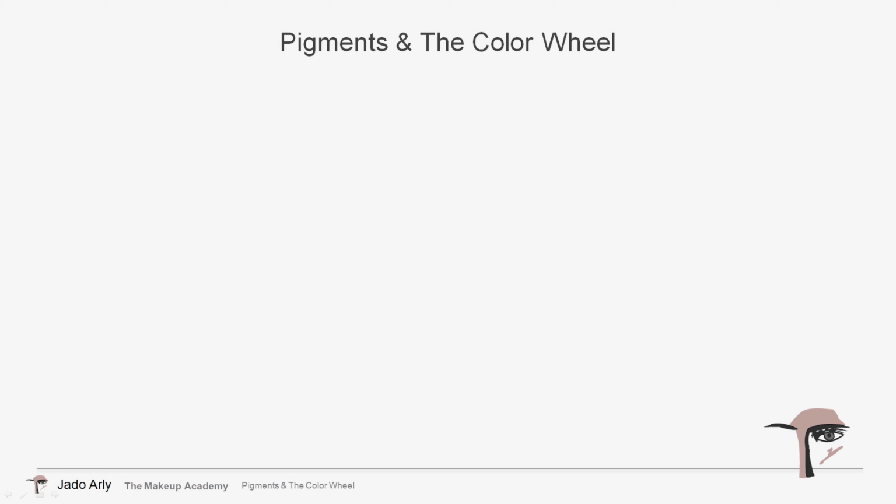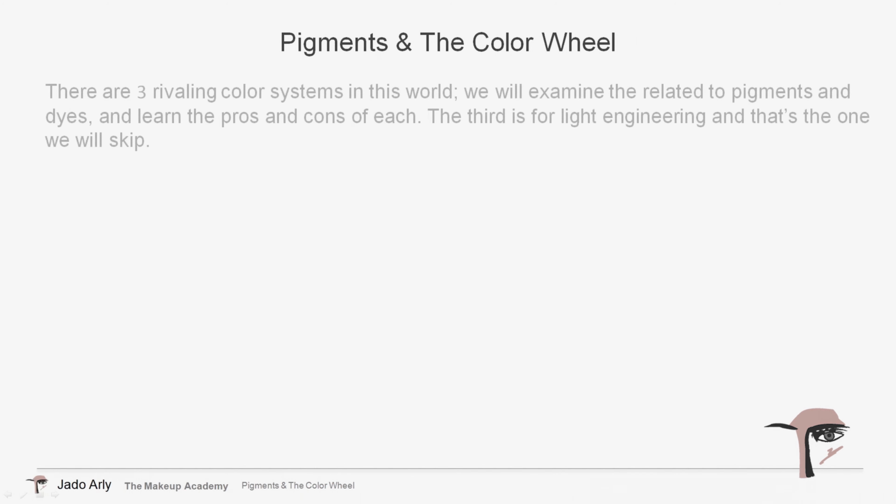In our presentation today, we're going to dive into 2 color systems. We're going to look at the pigments and dyes. We're going to learn about the pros and cons of each. The third color system is really about light engineering, and we're not going to find that very useful for us today, but I will point out how it is different from the 2 color systems which we will examine.